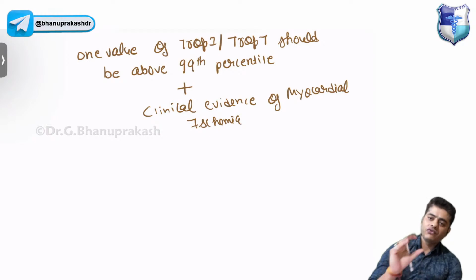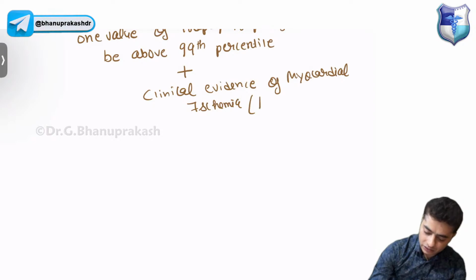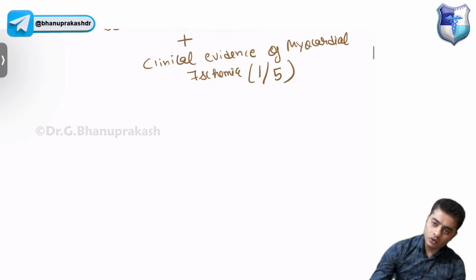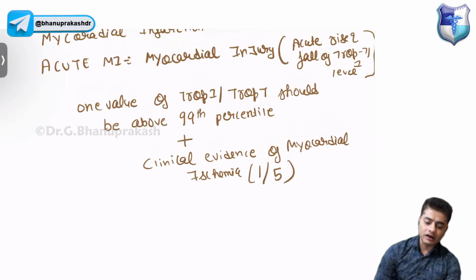In the new guidelines, there are five evidences which are suggested for myocardial ischemia. From these five, if only one is positive, then you will say it is MI. So one out of any five. Now, what are these evidences? We will see in a further slide. Acute MI is defined as myocardial injury with an acute rise and fall of Trop I and Trop T levels with one of the values above the 99th percentile, plus clinical evidence of myocardial ischemia, in which there are five factors. At least one should be positive.